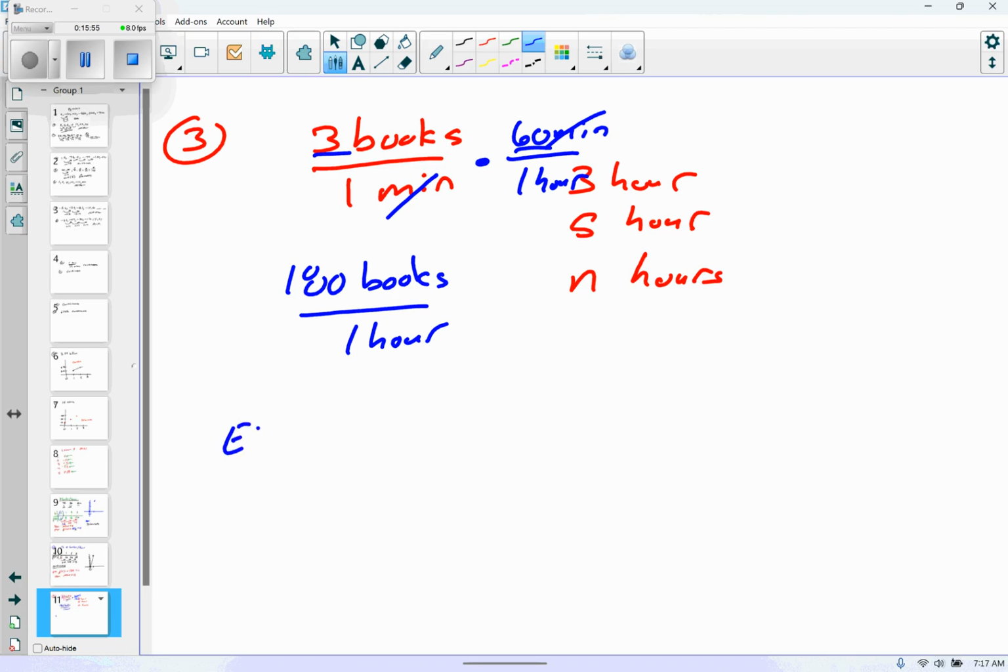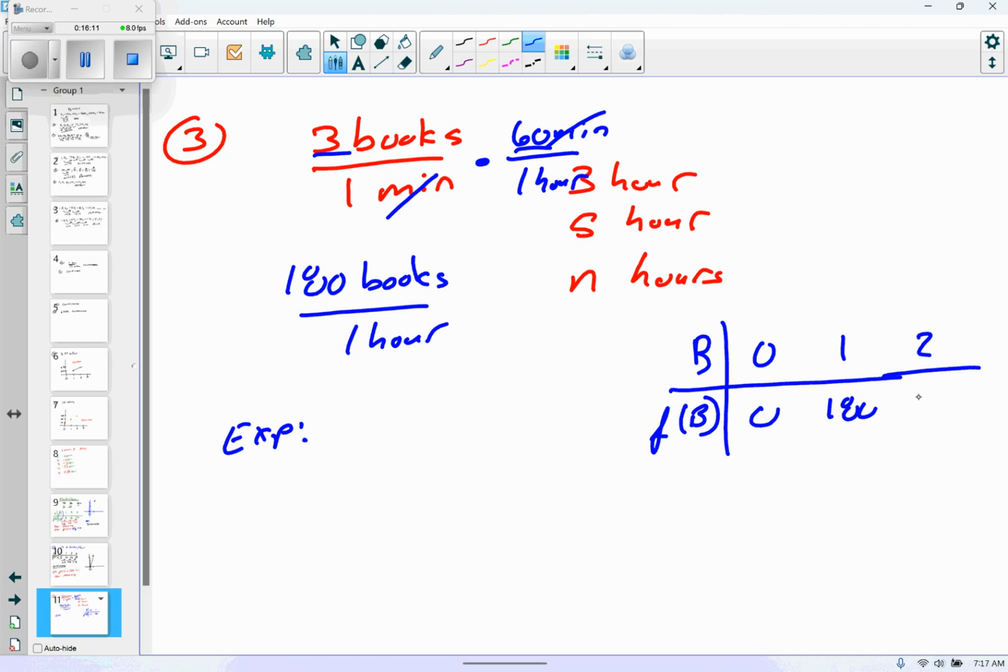All right, so then we can think about our equation. Our explicit would be, well, if we made our table, books and F(B): at 0, 0. At 1 hour, there's 180. At 2 hours, there's 360. I don't even want to try and graph this. It would just be a graph going up like that. This would be continuous because they don't just do 180 books and then the next hour another 180 books. They're sorting as they go along.